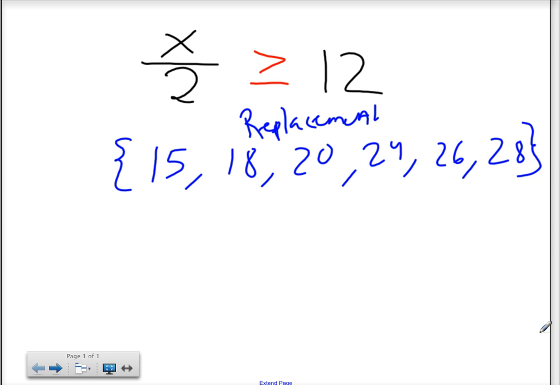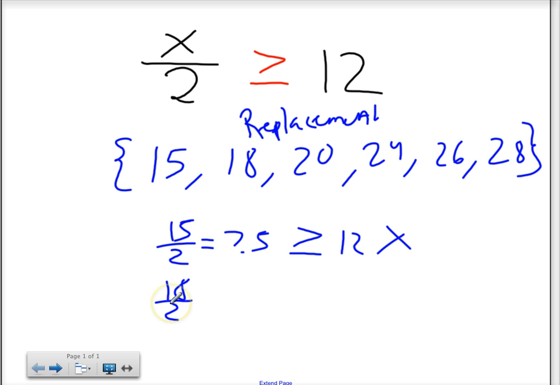So let's test. Will 15 work? No. If you take 15 divided by 2, what do you have? 7.5. So you're basically saying, if I take 15 and plug it into x divided by 2, it's only 7.5. Will 7.5 be greater than or equal to 12? Is that true or false? It's false. And you move on. So if I take 18 now and divide it by 2, well, it's only what? 9, right? Is 9 equal to or greater than 12? No. That's not it either. So you know that I cannot use that.